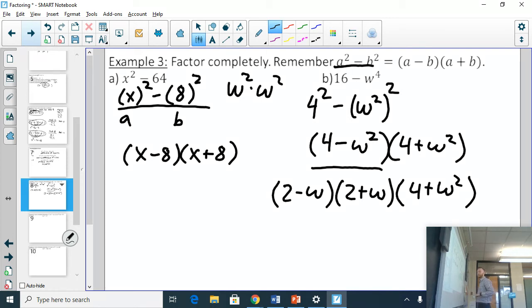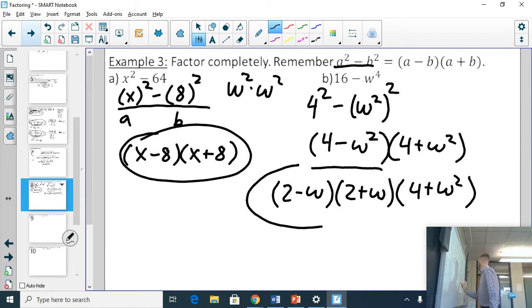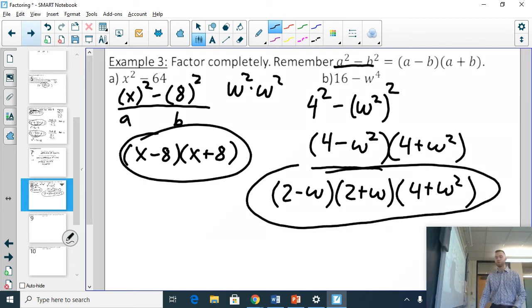But that 4 minus w squared is another difference of squares. So our answers for those two are right here. And if you were to multiply that one back out, you would check it and see that that is also correct.